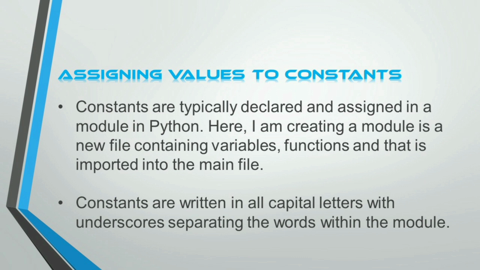Now, how can we assign values to constants? Constants are typically declared and assigned in a module in Python. Here I am creating a module, which is a new file containing variables and functions, that is imported into the main file. Constants are written in all capital letters with underscores separating the words within the module.